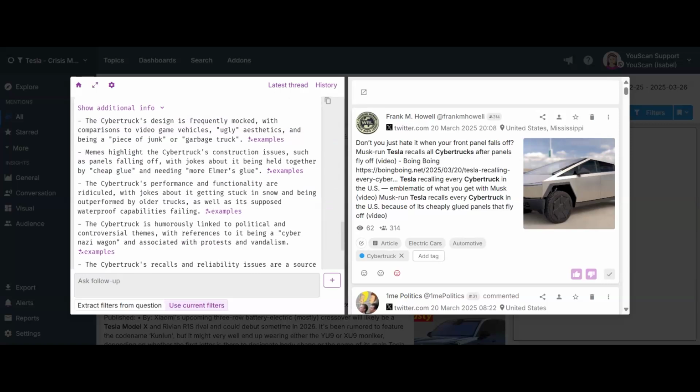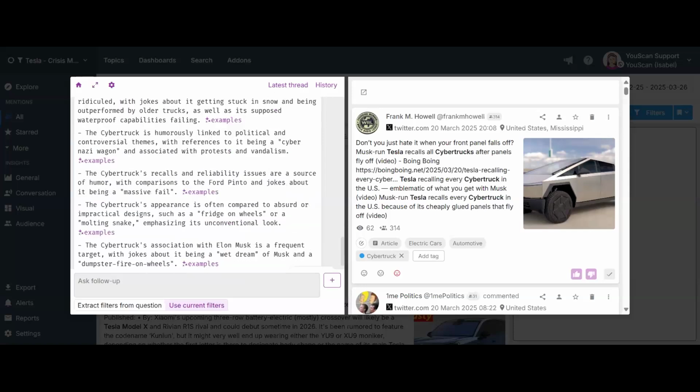That's a very interesting insight, because how can Elmer's glue take advantage of this situation to promote their brand, since they have more presence right now? Elmer's glue, for those who don't know, is a school glue in the United States, and people are making jokes about it, like Tesla should use more Elmer's glue so the panels don't fall down.